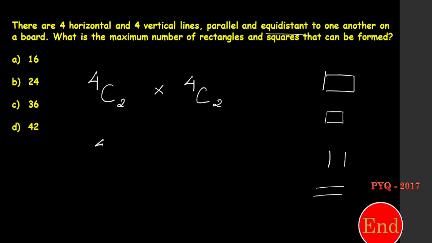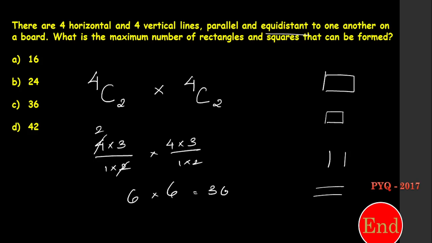So 4C2, 4 into 3, 1 into 2. Same 4 into 3, 1 into 2. So just cancel this. 2 times 3 into 2 is 6, into here also 6. 6 into 6 is 36. So we can get 36 squares and rectangles in 4 horizontal and 4 vertical lines.